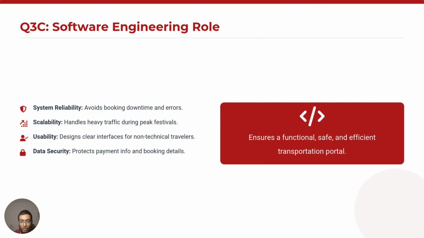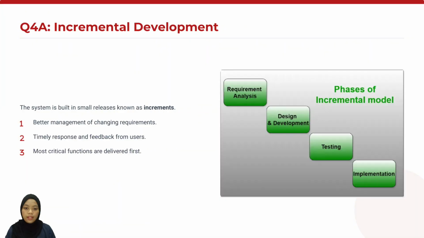It improves ease of use so the booking steps are simple and clear, and improves security so user and payment information stays protected. The software process model chosen for the Bus Asia system is the incremental development model. This model is suitable because the system consists of multiple functions such as ticket booking, route searching, cargo services, payment processing, and also GPS tracking, which can be developed and delivered in stages.